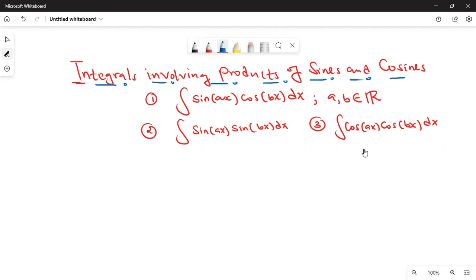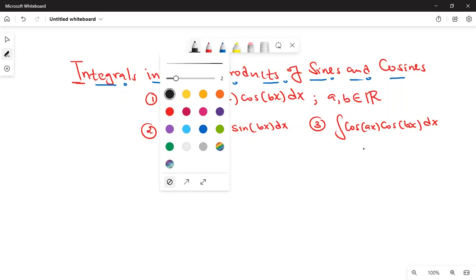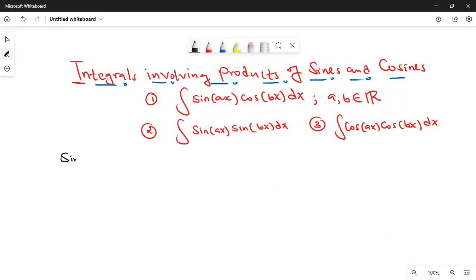So what we do here, we are going to rewrite the integrand using these trigonometric identities. So we make use of these identities. The first one is that sine of A plus B is the same as sine A cos B, and then plus cos A sine B.